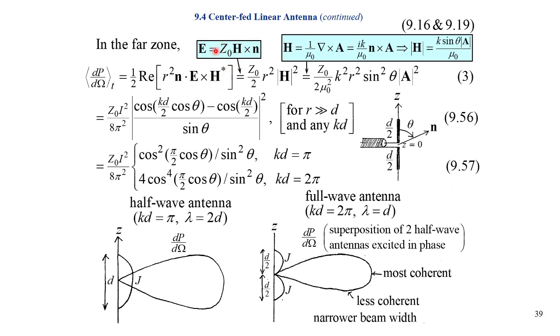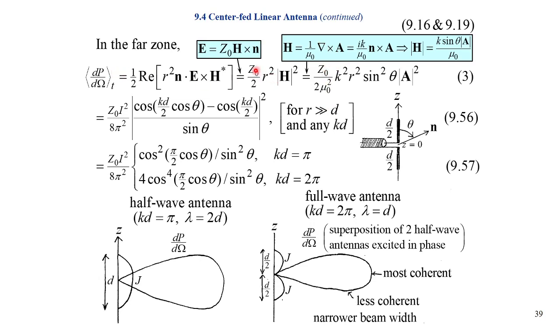So we get one term here eventually, n times H cross H star. So we have Z0 over 2, r squared, H absolute value squared. How do we calculate H? H is related to 1 over mu 0 times the curl of A.